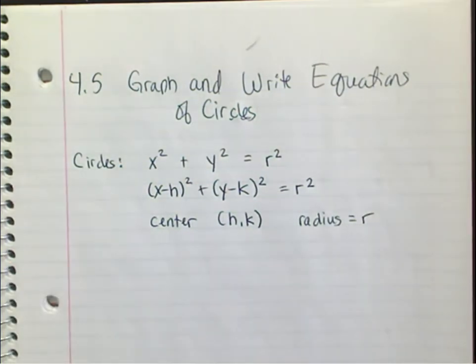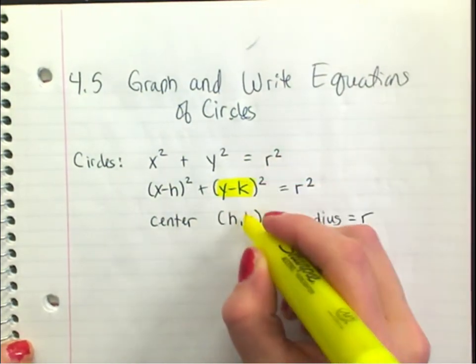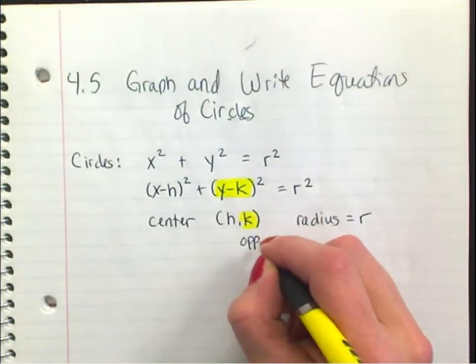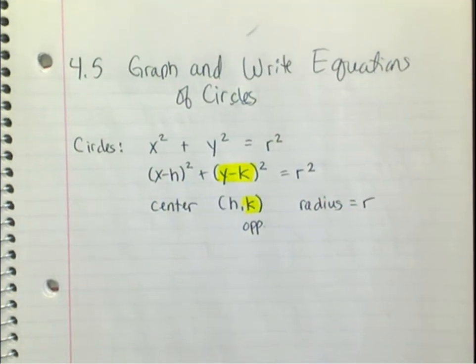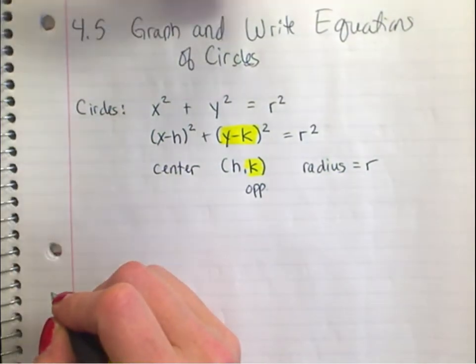Okay, we're going to highlight one thing because it's different from what we expect. It's going to be opposite because there's parentheses, right? The h has been opposite all along. But now the k value is in parentheses, which means it's going to be opposite from what you see in the equation, just like the h is. All right? We're going to graph and write.